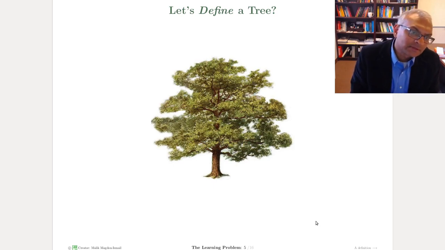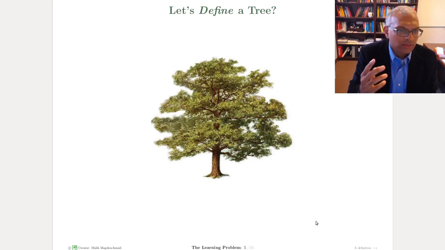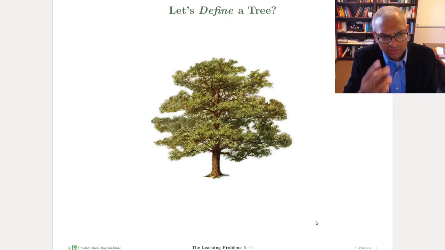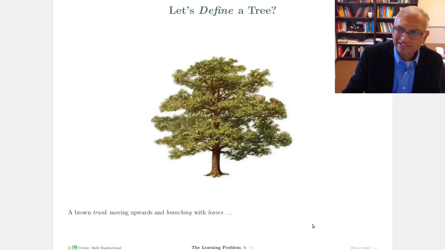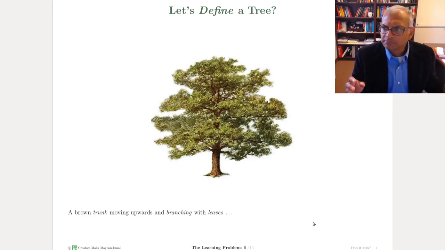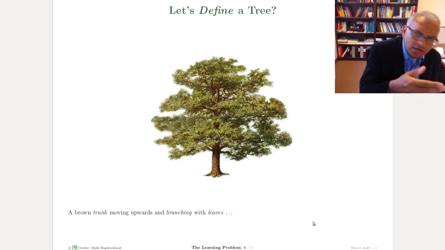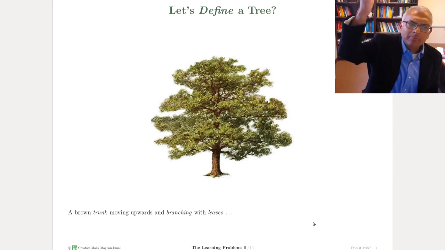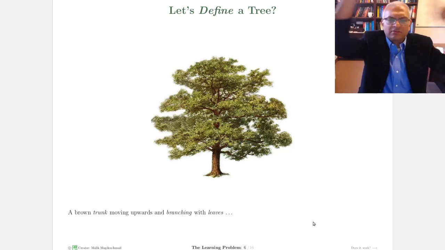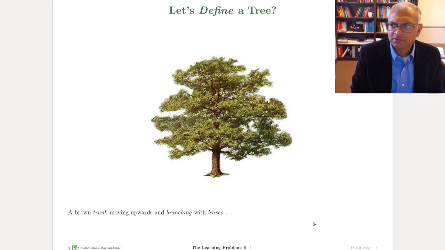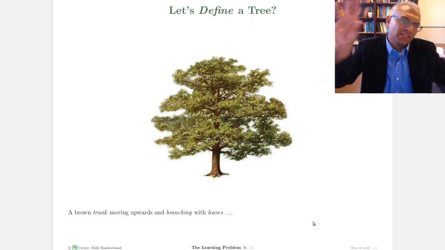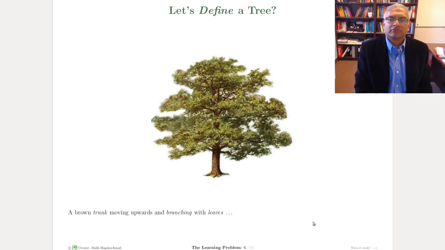Okay, so I'm back. If you paused the video, great. If you wrote down a definition of a tree, you're a great definer of trees. And if you're here just for the ride, well, probably most people who try to define a tree would say something like this. Okay, a tree is this object with a brown trunk. The trunk is moving upwards and then it branches, and then there are these green things called leaves, green little leaf-shaped things, let's say almost circular things that are hanging off the branches. Okay, and that's my definition of a tree.